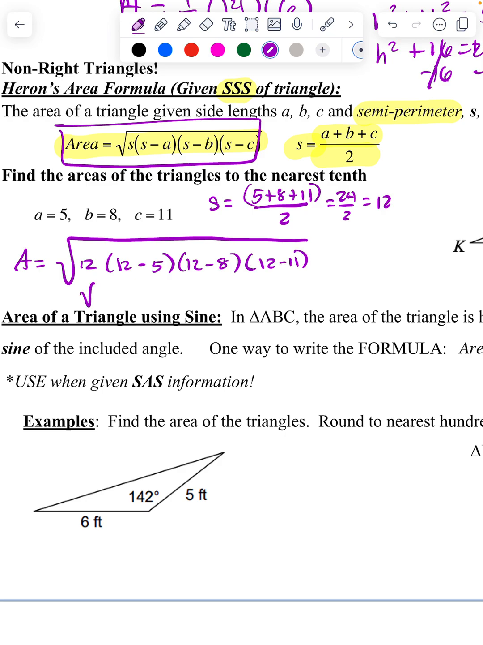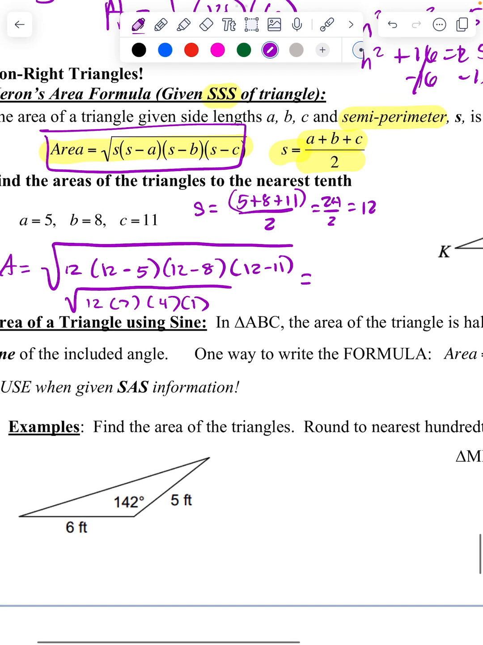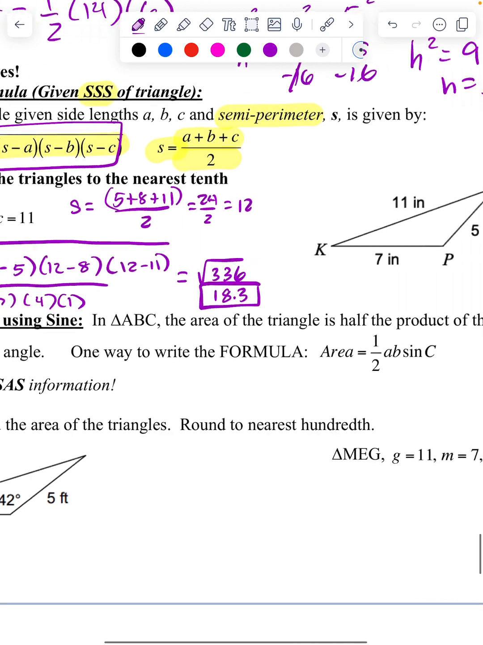You can, if you want to, make this easier to put into your calculator by doing those subtractions first, or not, whatever you want to do. Many times kids forget to put the S out in front, so make sure that you're looking at the formula and putting that S in all the times that it has to be in. When I did this, I got the square root of 336, which came out to be about 18.3 for an area. Definitely practice that so you know how to use that massive square root on your own.